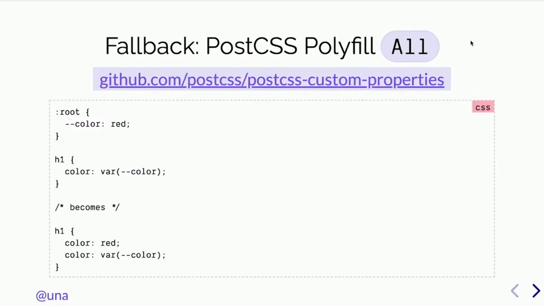So this is what that fallback would look like. This is the PostCSS polyfill. And here, what you're seeing is something that you would have specified as color red as a color in the root that you're using as a color value for H1. This would become a static variable. So that would be converted to a static variable. And then after that, you would have the dynamic variable of color.